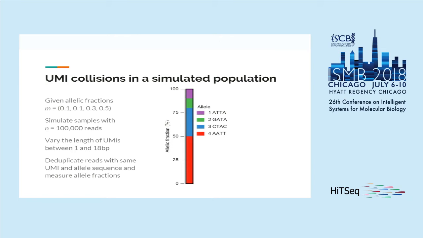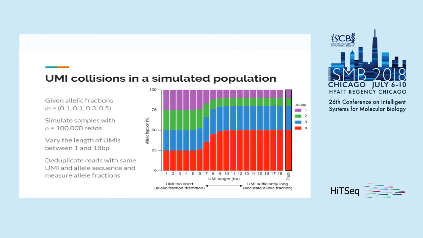What we get is something that looks like this, where on the x-axis we have the UMI length, ranging from short UMIs on the left, with one base pair, to long UMIs of 18 base pairs on the right. On the right, we also have our true allelic fractions. And on the y-axis, I'm showing the allelic fraction after deduplication. And so here we can see that if you have too short of a UMI, you actually distort your allelic fraction significantly. And then as the UMI length increases, you approach the true allelic frequency.